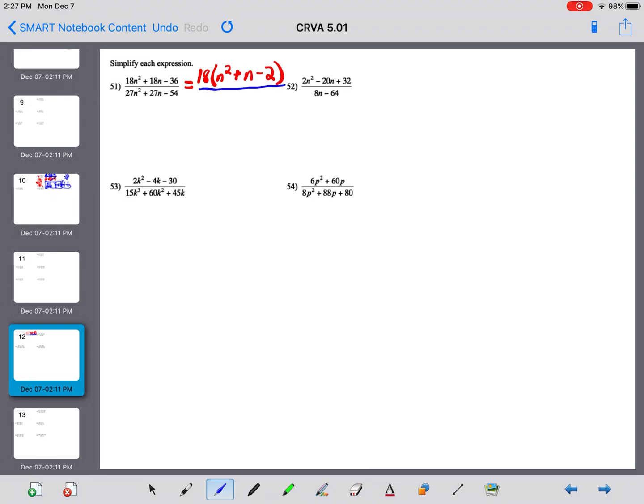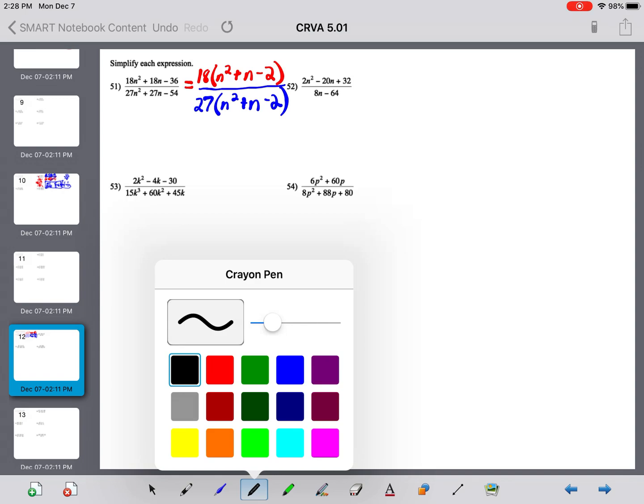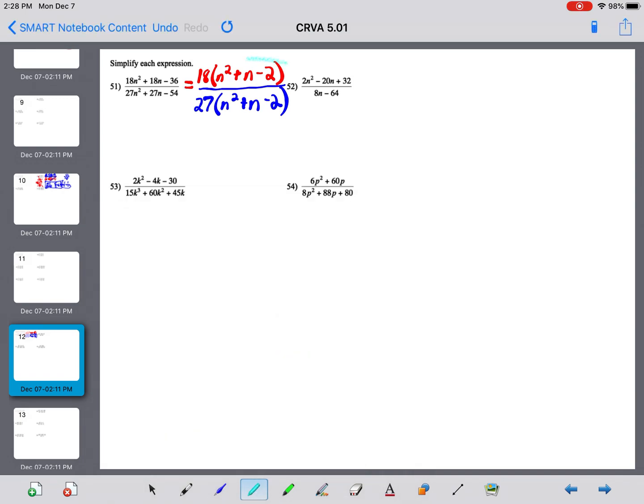And on the bottom, we can factor a 27 out of each of these. So then we get n squared plus n minus 2. What's funny here, folks, and this won't happen very often, but holy cow, these trinomials right here are exactly the same. They are a common factor. So we don't have to worry about actually factoring those trinomials into binomials or multiples of binomials. And then, folks, this 18 over 27 equals 2/3. So that's actually the best answer.